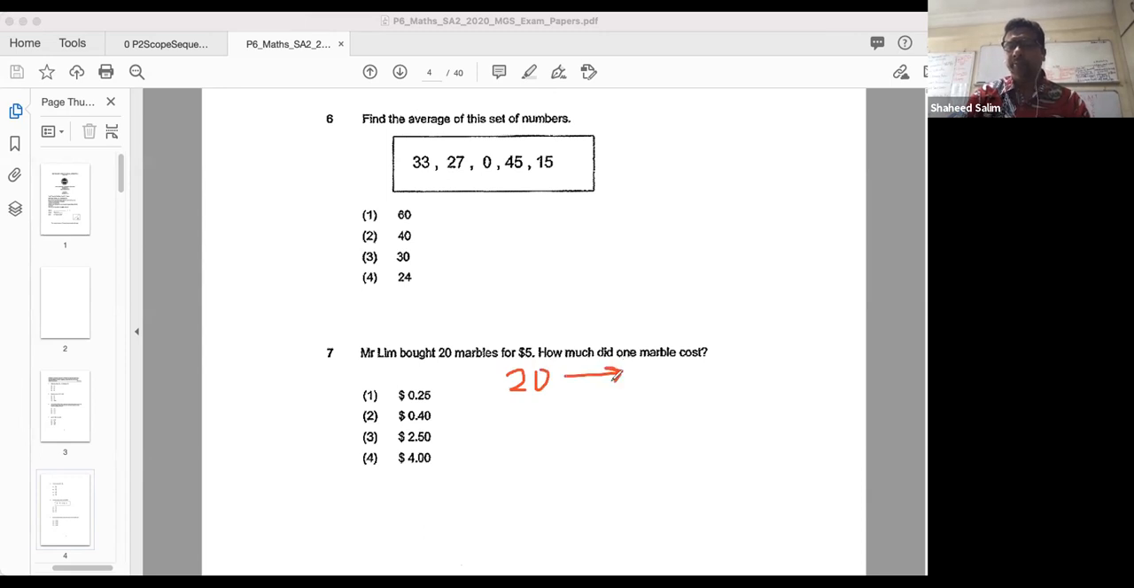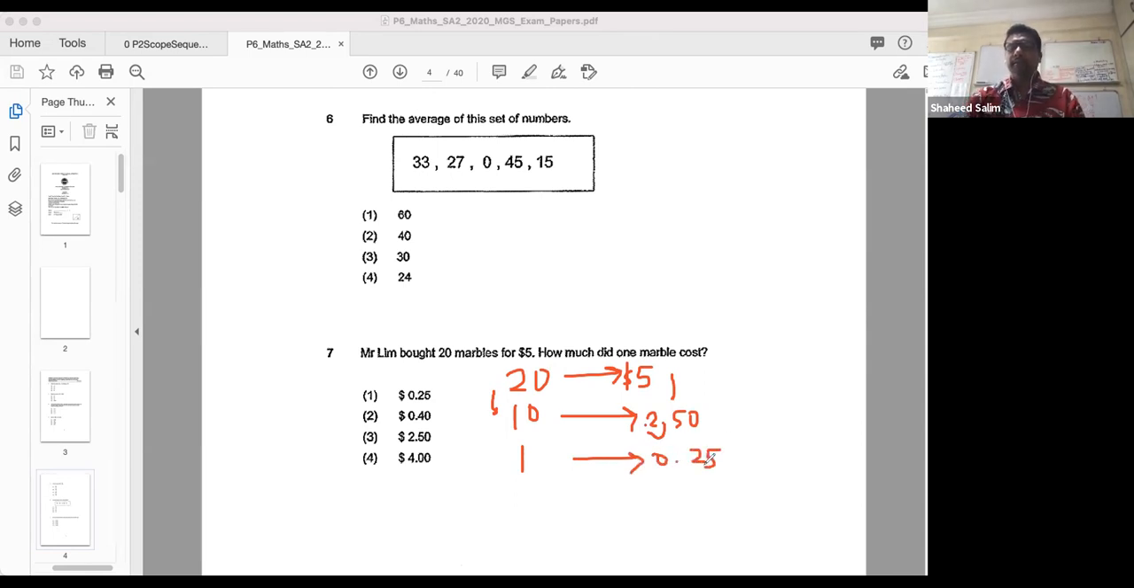20 marbles, $5. Now you want to get, let's say, 10 marbles. You divide here by 2, you divide here by 2, you get $2.50. Half of $5 is $2.50. And then you want to find 1 marble, divide by 10. You shift the decimal down here, 0.25.